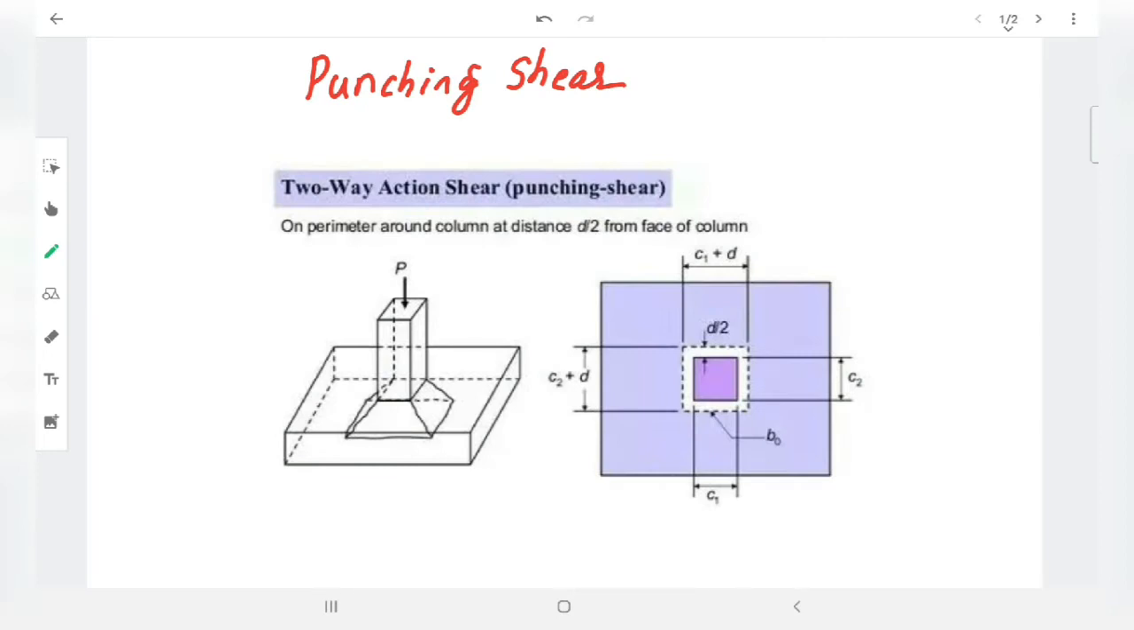Hi friends, today we'll be discussing punching shear. Here we are taking the topic of punching shear so that you can understand what exactly punching shear is, how it acts, and what the effects of punching shear on the structure are. Generally we call punching shear the two-way shear also.